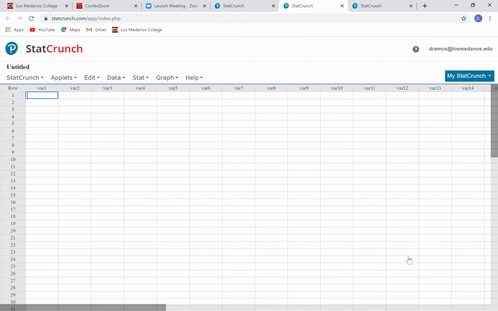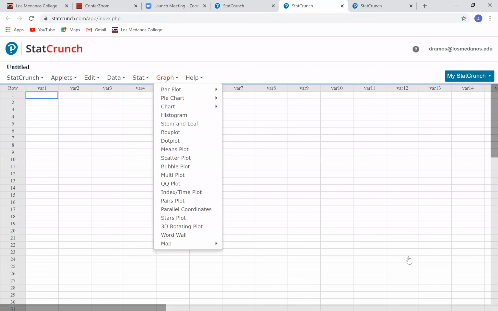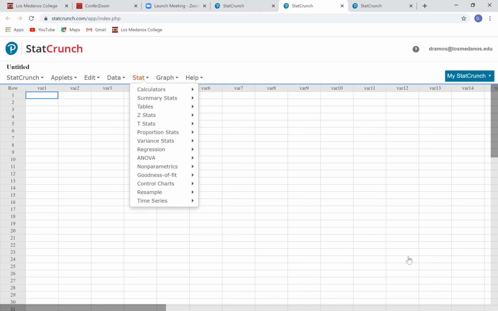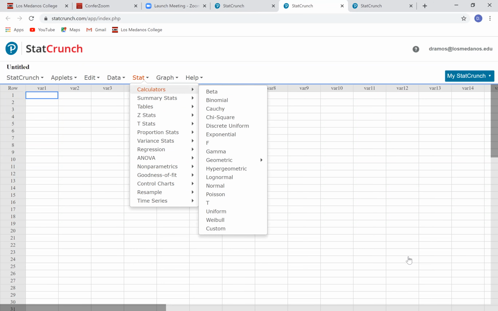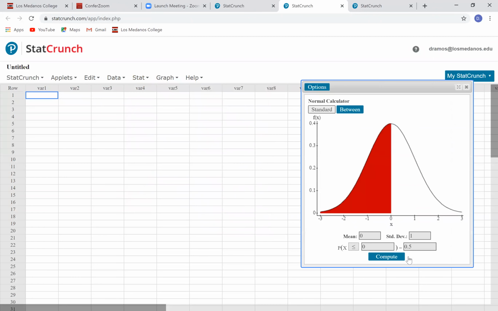To get the p-value, that is considered a calculation, so we go to Stat instead of Graph. You won't see normal distribution here, but you can calculate normal distribution using a calculator. The calculator normal is right here. If you click that, you'll get a normal distribution like this, and it's already standardized.